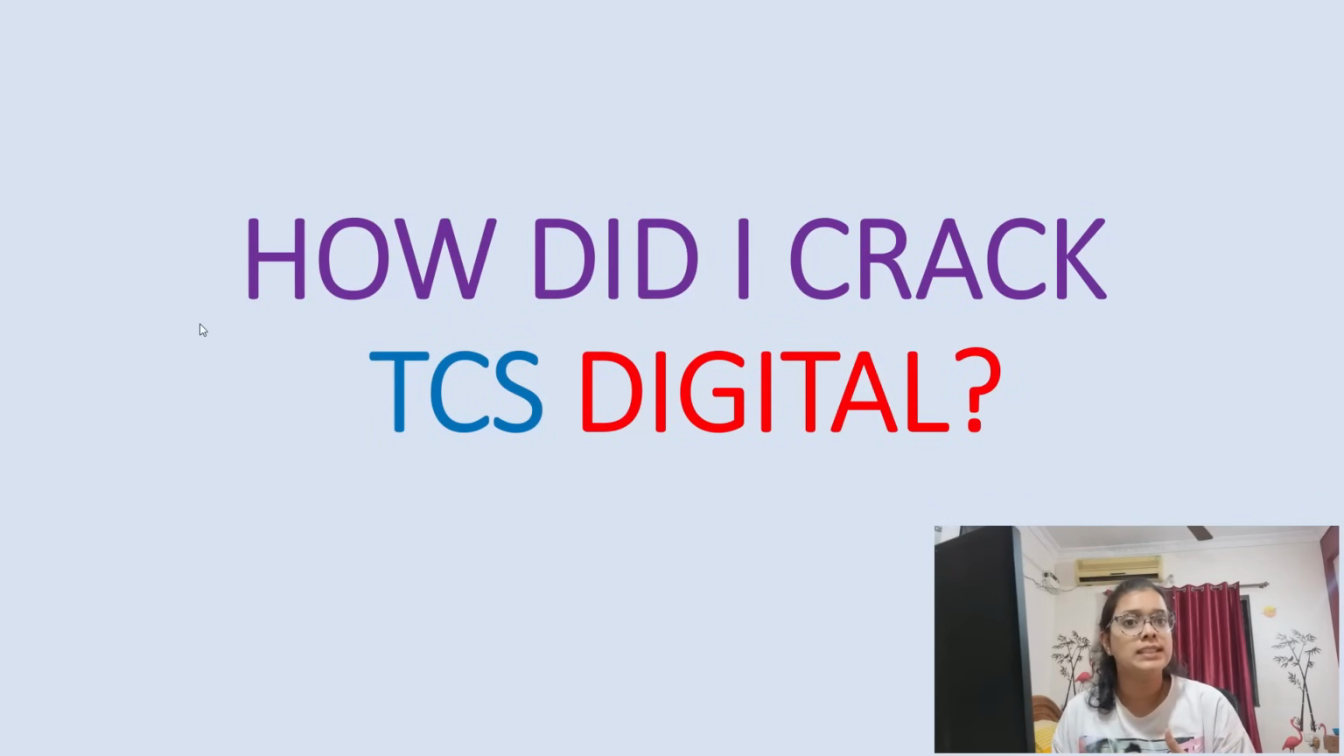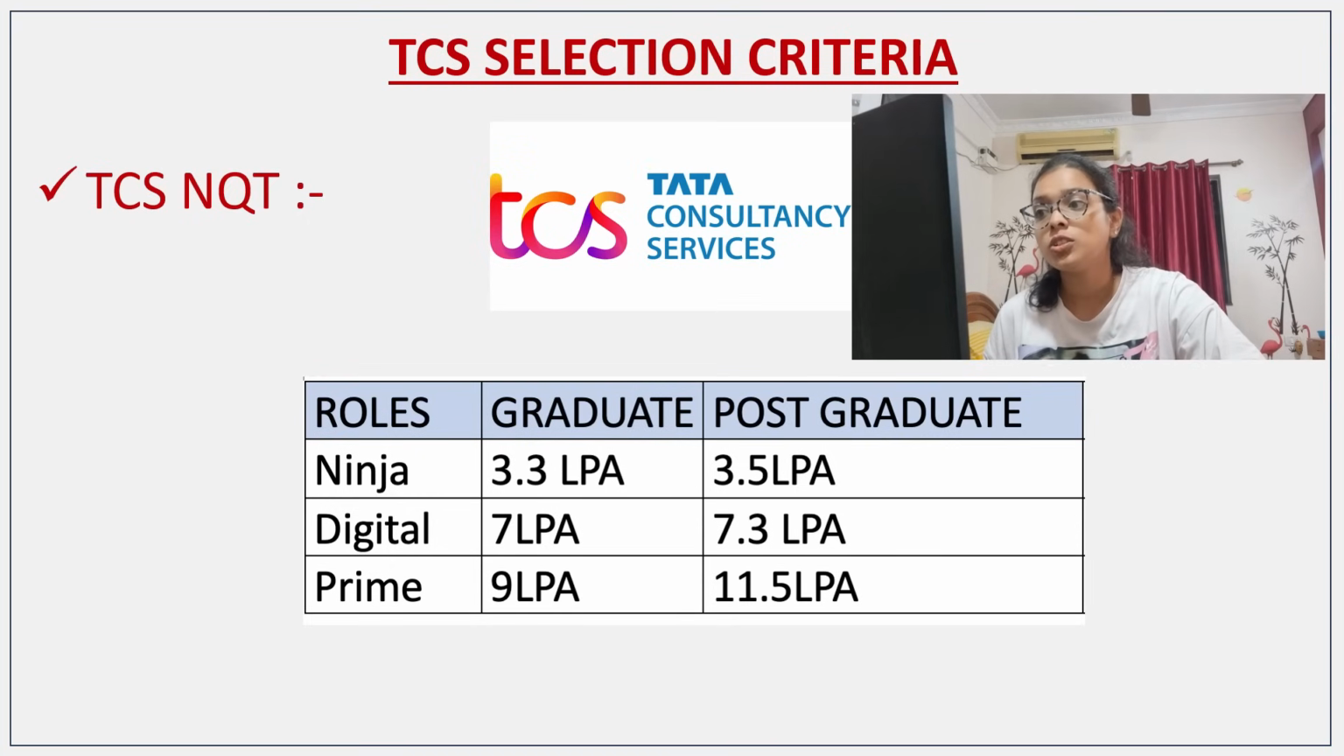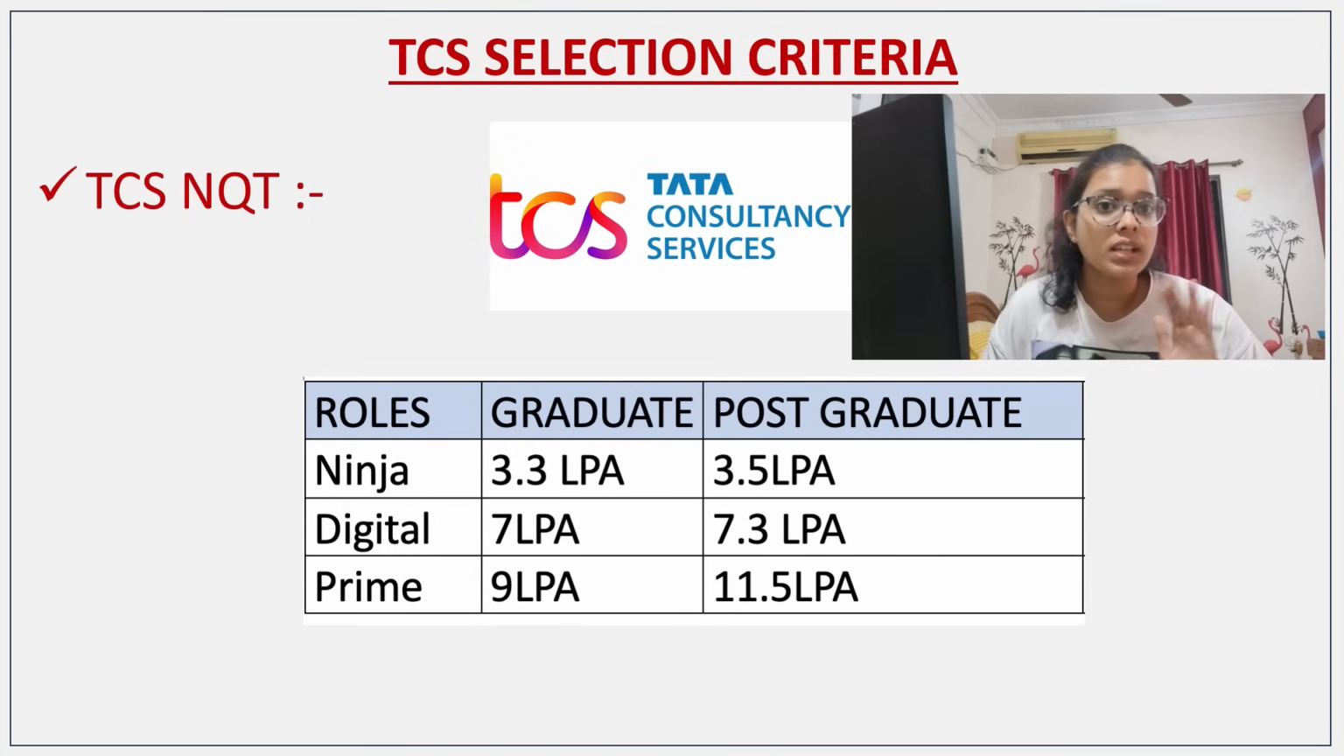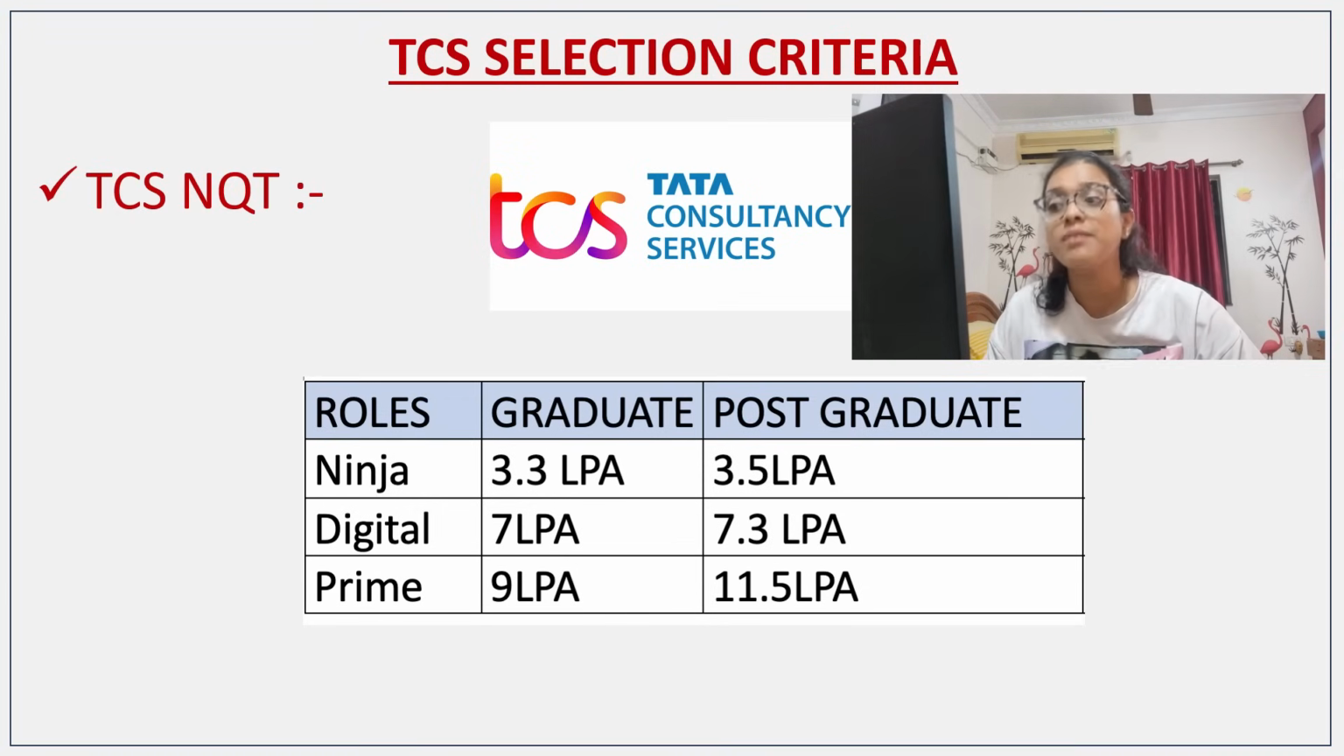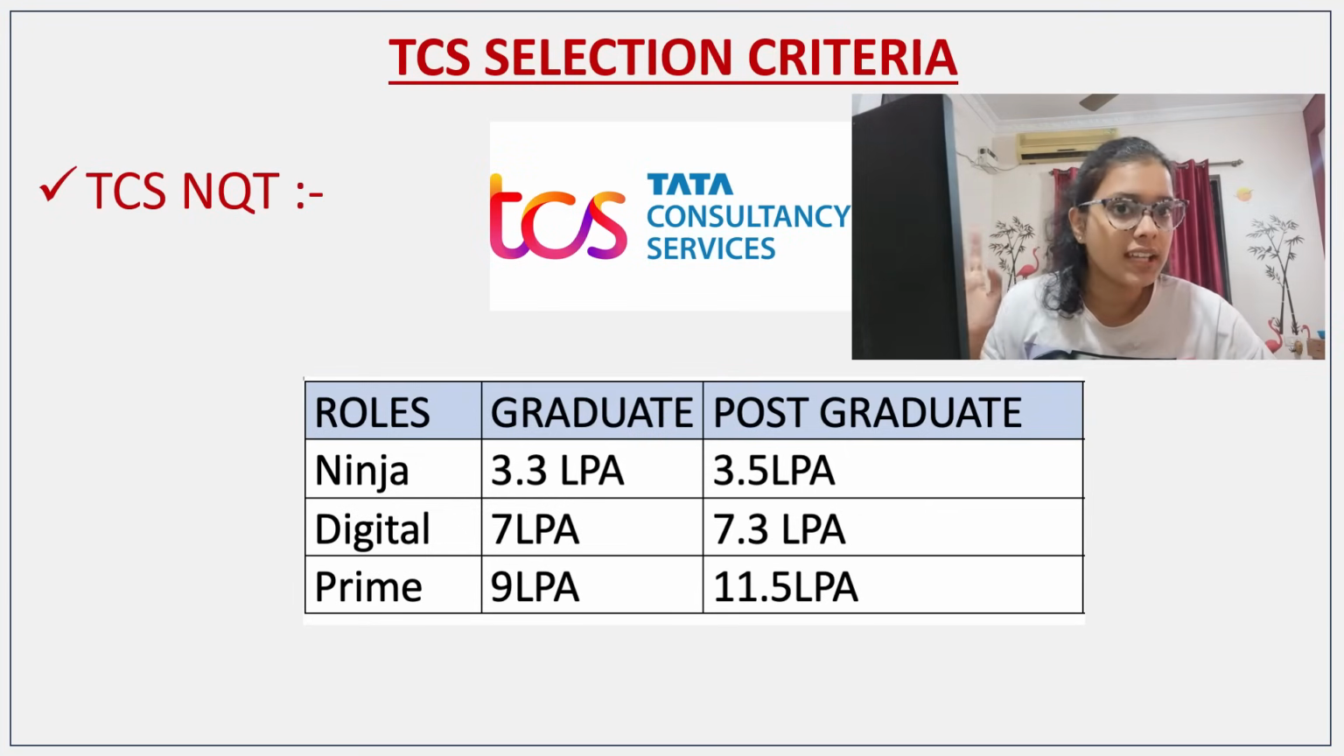How did I crack TCS Digital? Let's get started. Let's first discuss the TCS selection criteria, that is, what different roles are there and what packages are offered for graduates as well as postgraduates. First of all, there are three major roles: Ninja, Digital and Prime. For graduate level, Ninja is 3.3 LPA, Digital is 7 and Prime is 9 LPA. For postgraduate it is 3.5, 7.3 and 11.5 LPA.